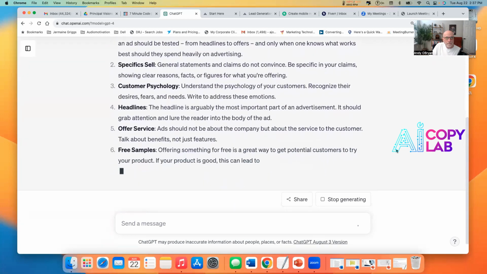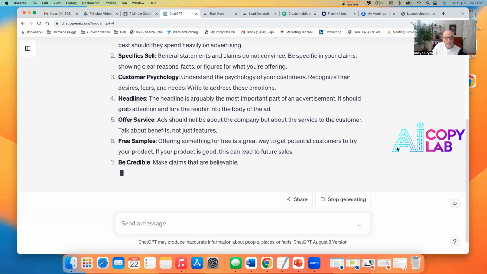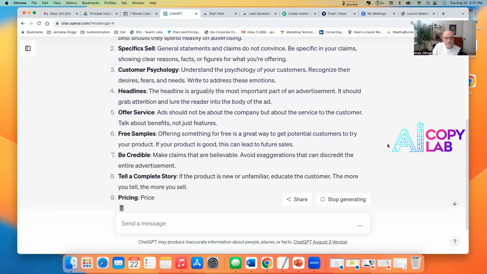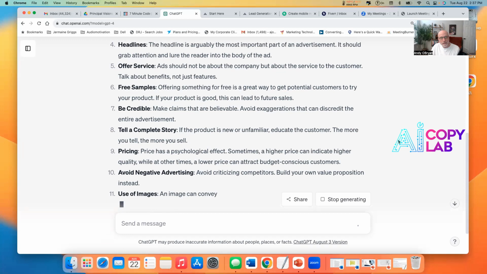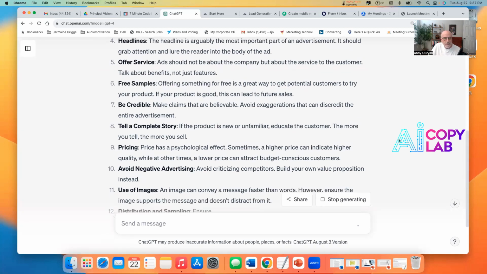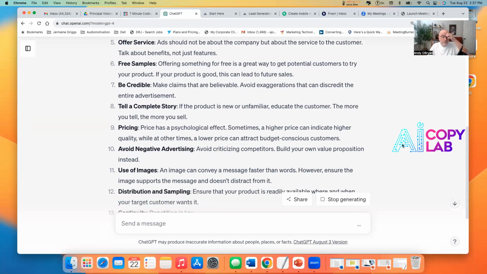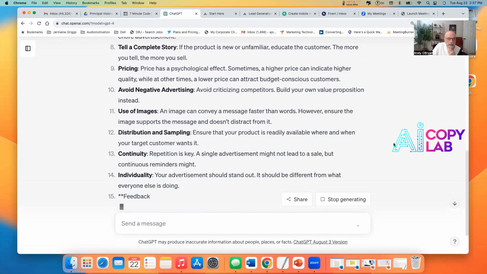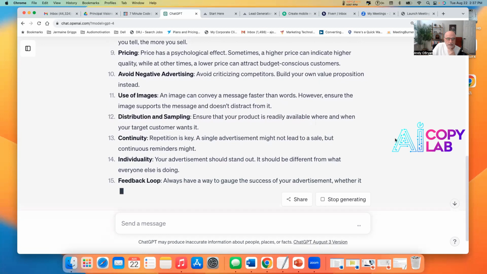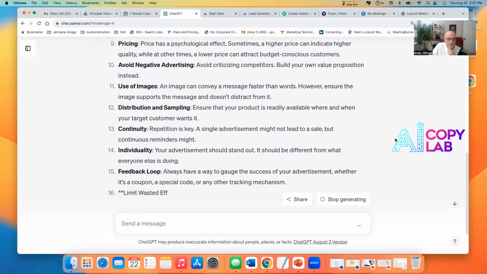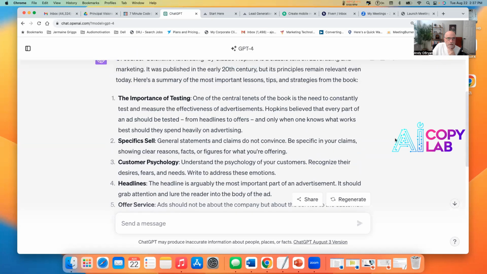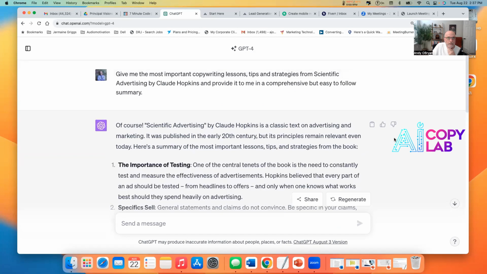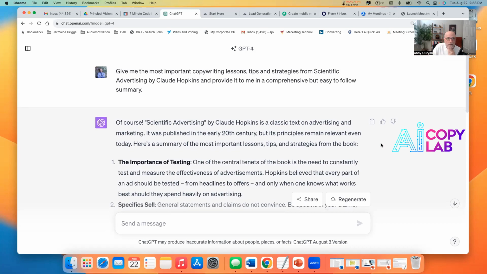ChatGPT is giving us some of the best tips from Scientific Advertising by Claude Hopkins. This book has been the basis of some of the greatest ad campaigns of the 20th century. People have relied on this book. Great Madison Avenue ad agencies from days gone by have relied on books like this. All right, so here you go. It took a minute for it to gather this. If you recall, there's a little dead air there in this video, but now we have it.